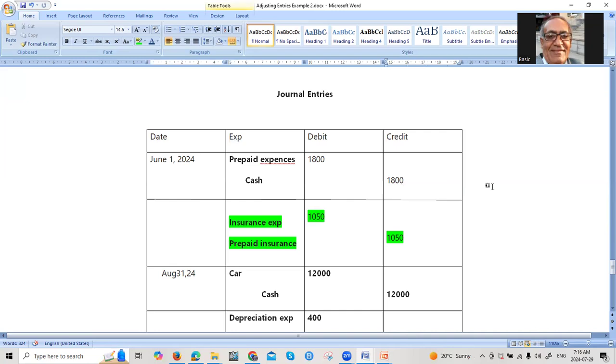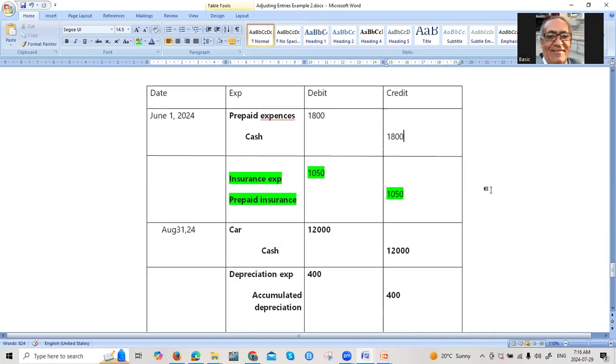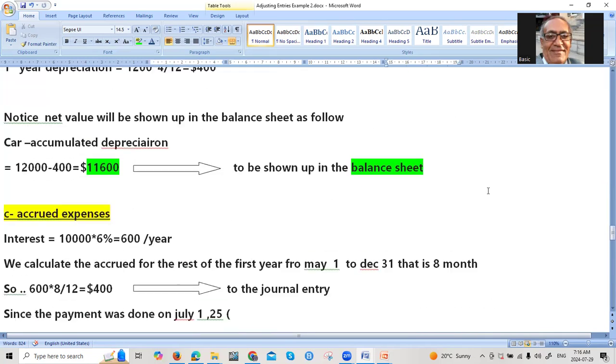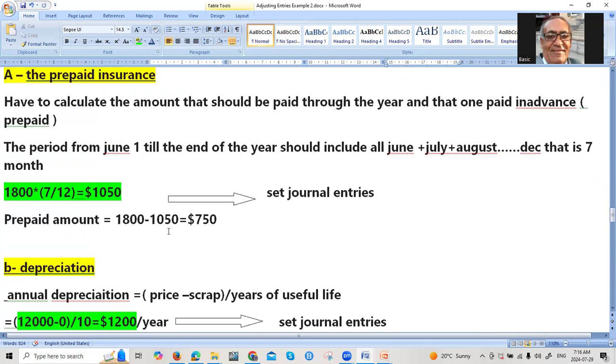Okay, next part, I will do what belongs to that year. Let me remind you quickly. What we have to put in our own records in the journal entries is what belongs to this year. So what belongs to this year is the whole 1,800 multiplied by 7 months divided by 12. This is devoted only to this year, from June 1 till December 31. Then I will put it in the journal entry.